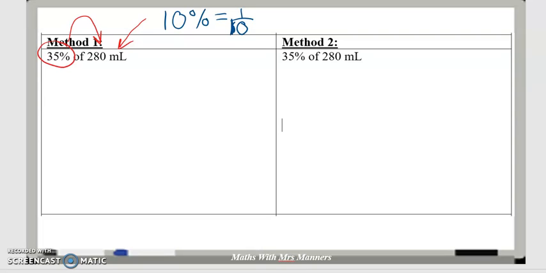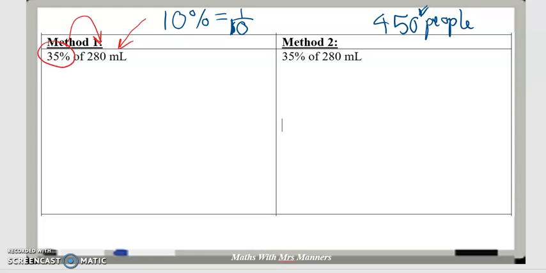So if I have $380, then 10% is $38. And if I have 450 people, then 10% would just be 45 people, because when you divide by 10, you can take that zero off the end. So this method really works when the number ends in a zero or is very easy to divide by 10.